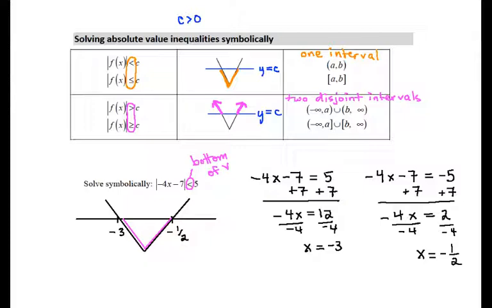It is the interval from negative 3 to negative 1/2. I'm using open brackets, which are like parentheses here, because we have a strict inequality. But remember, this is not an ordered pair. This is the interval from negative 3 to negative 1/2. So it's an infinite set that contains all the numbers in between these two endpoints.